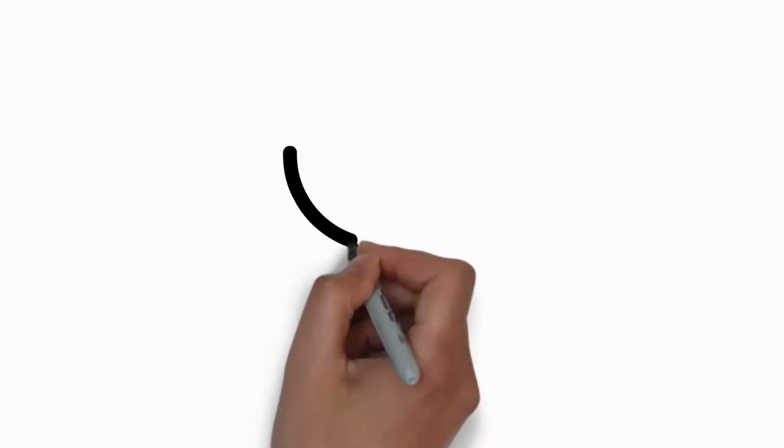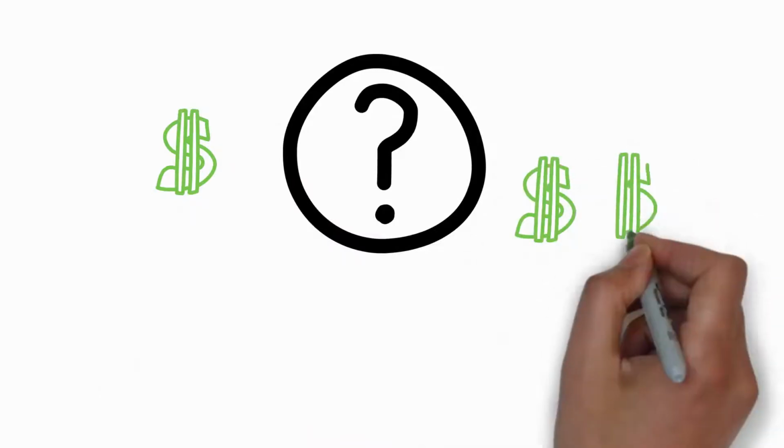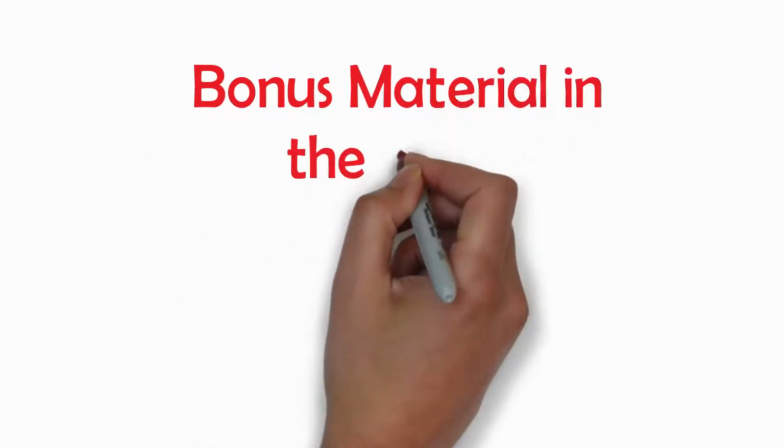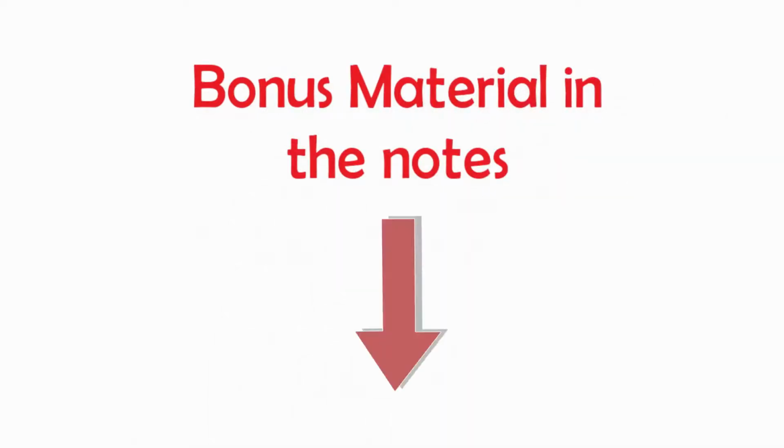It is time to decide which customer you want to start mapping. If you remember the previous video, I suggested starting with the customer and the SKUs that pay the bill. To select the SKUs, you have to carry out a Pareto chart and group the SKUs in a product family. In the notes of the video, you can find bonus material on Pareto chart and product family.